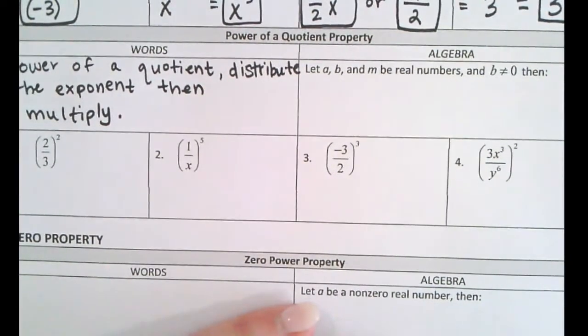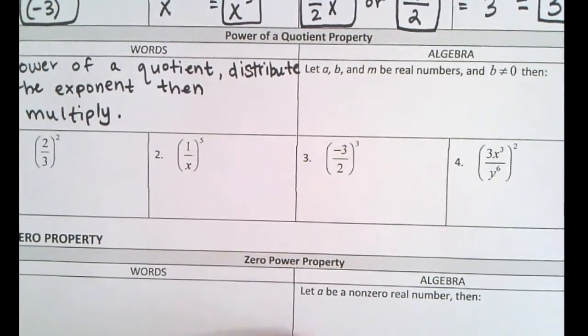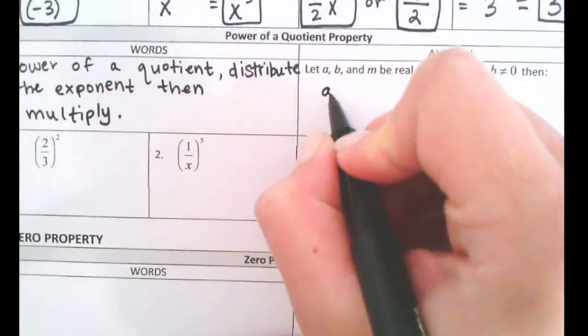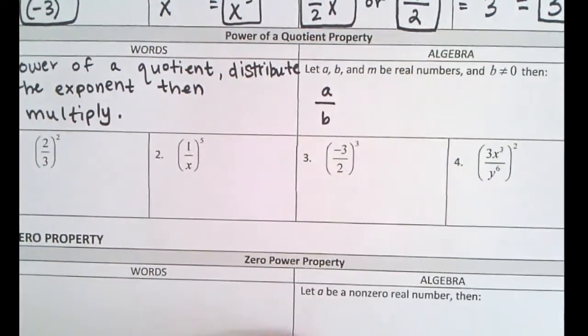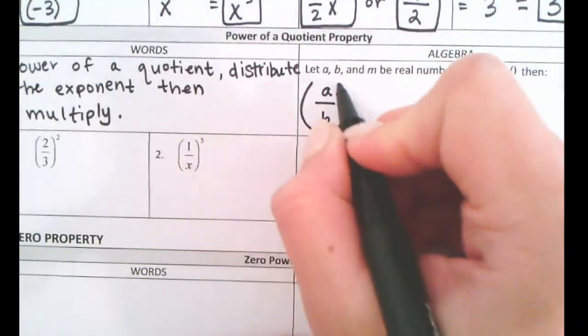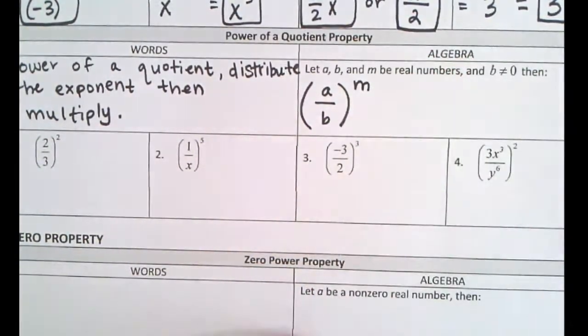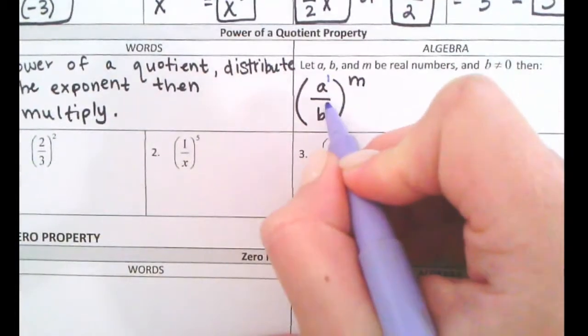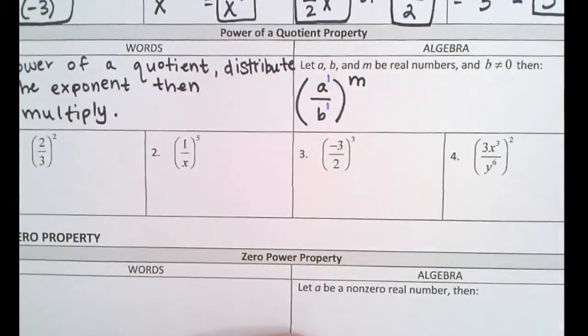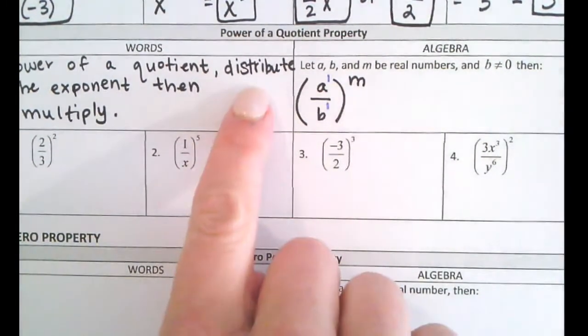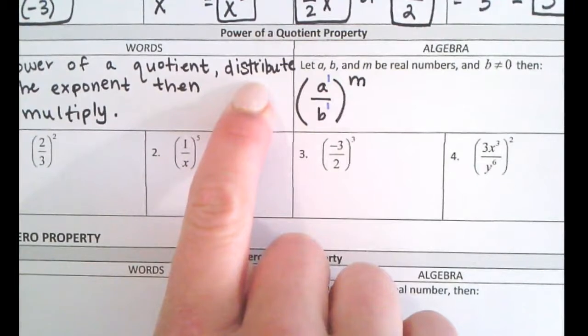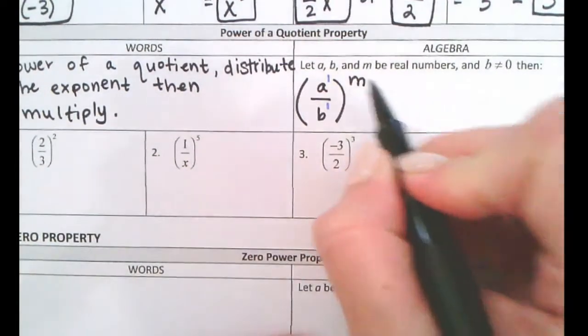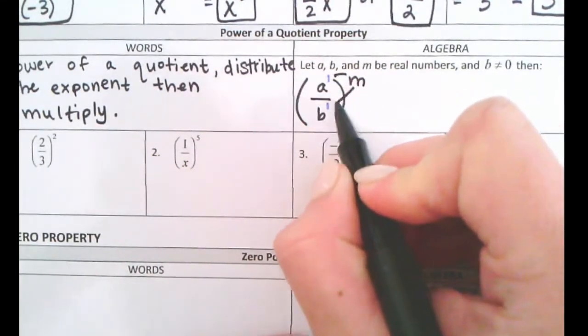Let a, b, and m be real numbers, and this time b will not equal 0 since we're going to put b in the denominator. So I have a divided by b, all raised to the power of m. These both have understood 1s as the exponents. I want to first distribute the exponents to both the numerator and the denominator.